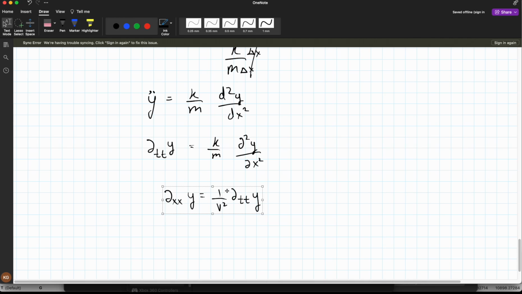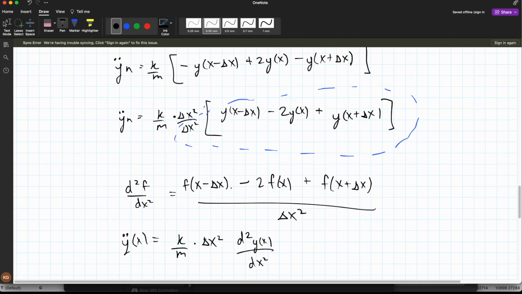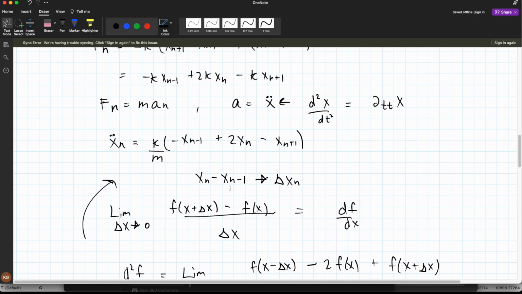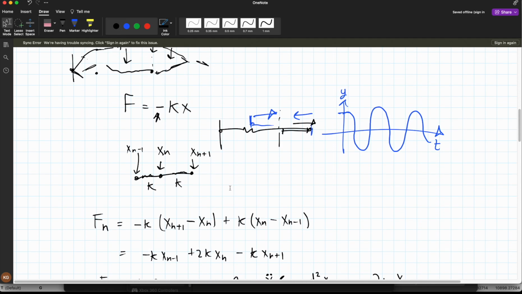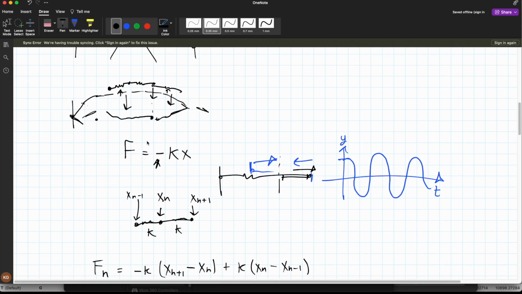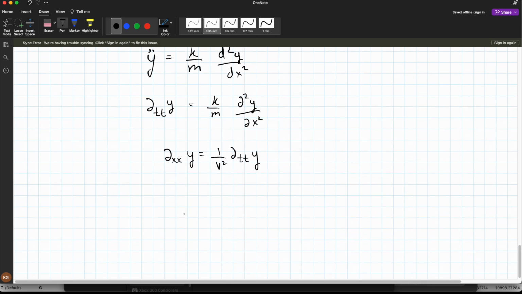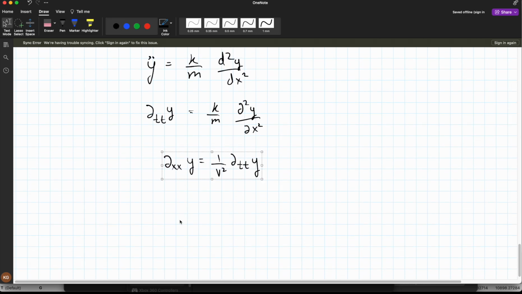And if that didn't make a whole ton of sense, that's okay. I went through that pretty quickly. The main thing I wanted you to get out of that is this intuition that we can model our string as a bunch of little springs. And when we pull one back, it pulls on its neighbors and then causes this oscillatory motion. And if we model our string like this, we arrive at this equation.